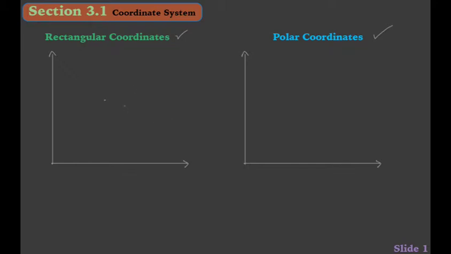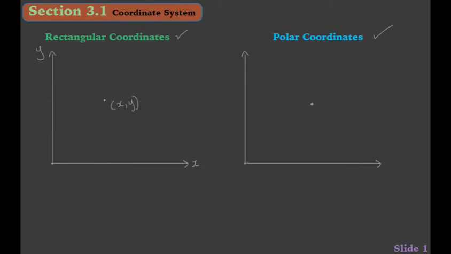Rectangular coordinates are essentially coordinates defined by x and y. So this point's coordinate can be described by its value in the x-axis and its value in the y-axis.